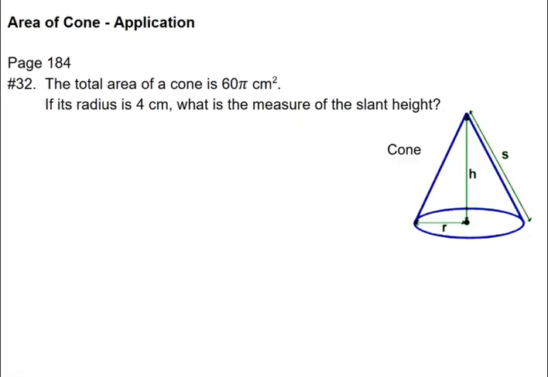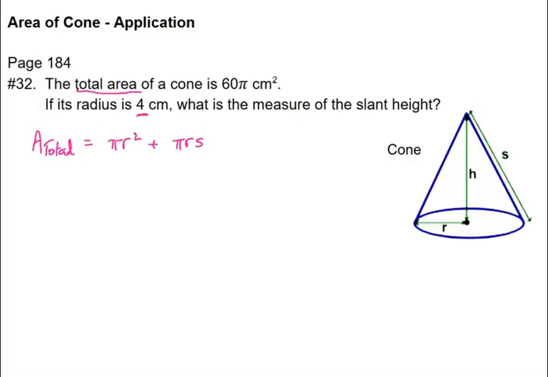So remember that the total area of a cone is going to be based on two calculations. It's going to be the area of the base, which is pi r squared, right? That's the area of a circle, plus the area of the side, which is pi rs. Now, when this question is telling you the total area, that means we have to come up with a way of combining these things and work backwards to figure out what the slant height is.